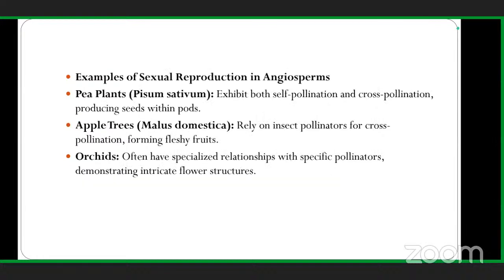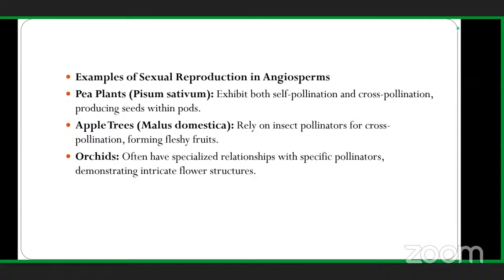So an example of sexual reproduction in angiosperms is pea plants, Pisum sativum. They exhibit both self-pollination and cross-pollination, producing seeds within pods. Next is apple trees. You have seen that we eat apples. That is Malus domestica, the scientific name. They rely on insect pollinators for cross-pollination, forming fleshy fruits. So this apple pollinates by self and cross-pollination, and insects will pollinate it.